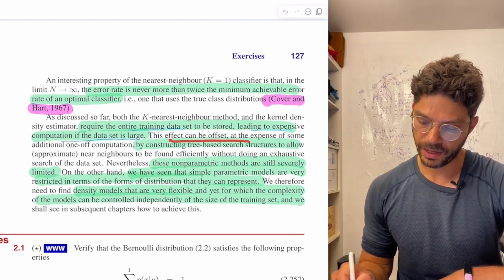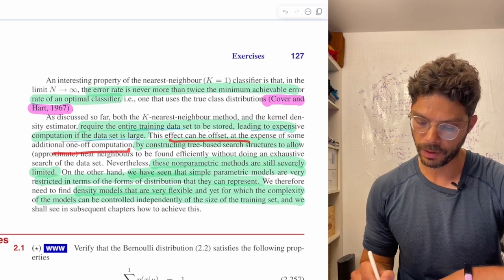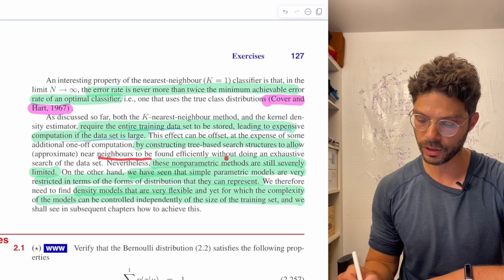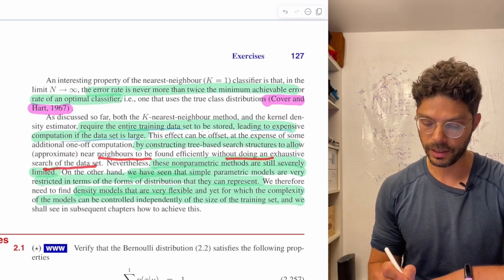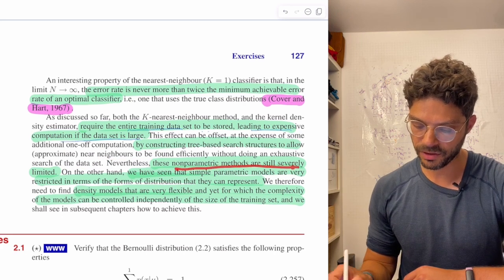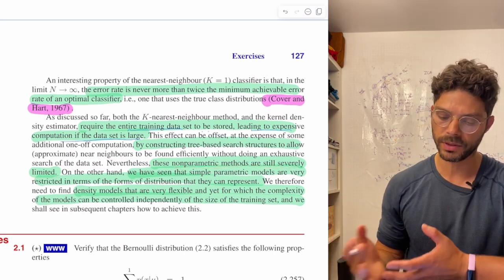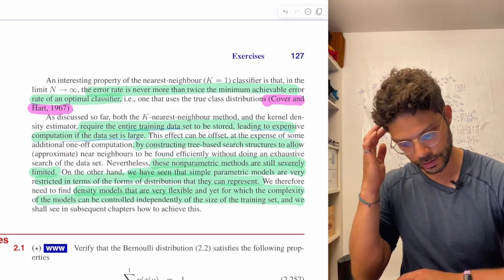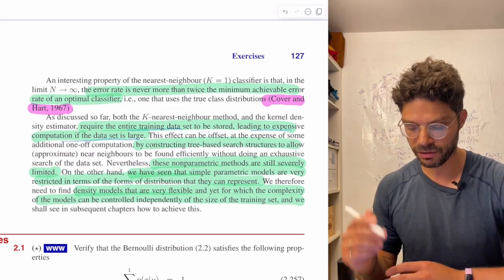This effect can be offset, at the expense of some additional one-off computation, by constructing tree-based search structures to allow approximate near neighbors to be found efficiently without doing an exhaustive search on the dataset. Okay, so that seems like a solution. But then he says these non-parametric methods are still severely limited. I wish he would say a bit more about this, because it's not clear why.